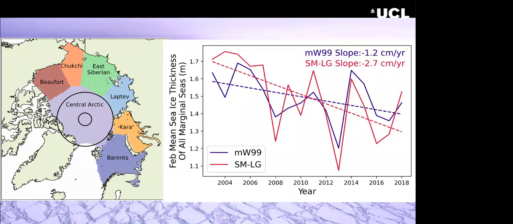So here's a graph that's got some rather cryptic letters on it. The blue is the modified Warren climatology, that's the map. And the red is snow model LG, with LG standing for Lagrangian. That's the model we used.